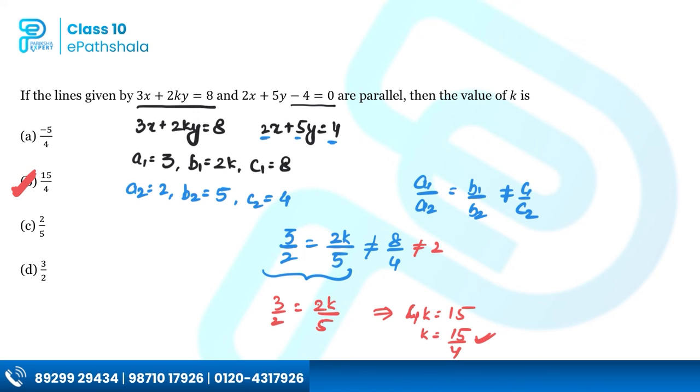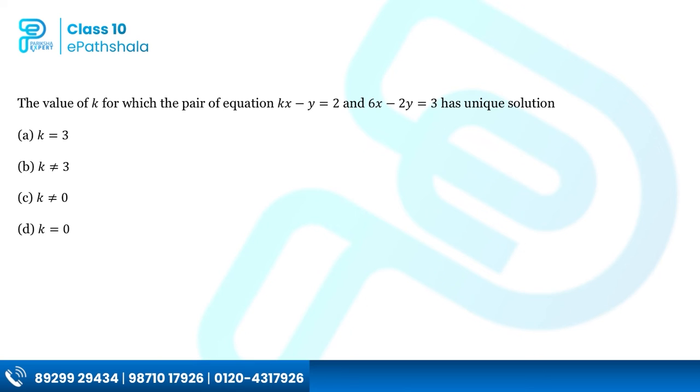Let us go with the next question. It says, the value of k for which the pair of equations has a unique solution. As you all know, the condition for unique solution is a1 upon a2 should not be equal to b1 upon b2. We are not concerned about c1 upon c2. Very easily, we can see that a1 is equal to k, b1 is equal to minus 1. And for the second equation, we have a2 is equal to 6 and b2 is equal to minus 2.